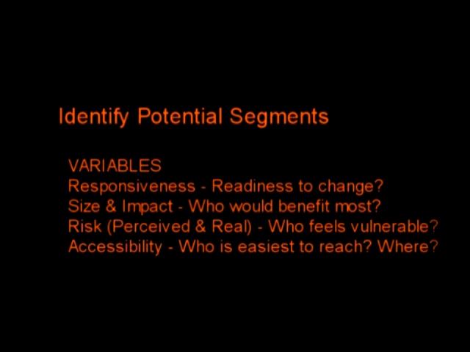So how do we develop a segmentation strategy? How do we decide what segment of the population we target? There are several variables that help us decide. Perhaps we might target those that are the most responsive, or perhaps those who are most willing to change. Or we could even look at those who would benefit the most, who feel most vulnerable, or who are easiest to reach, also known as low-hanging or ripe fruit.